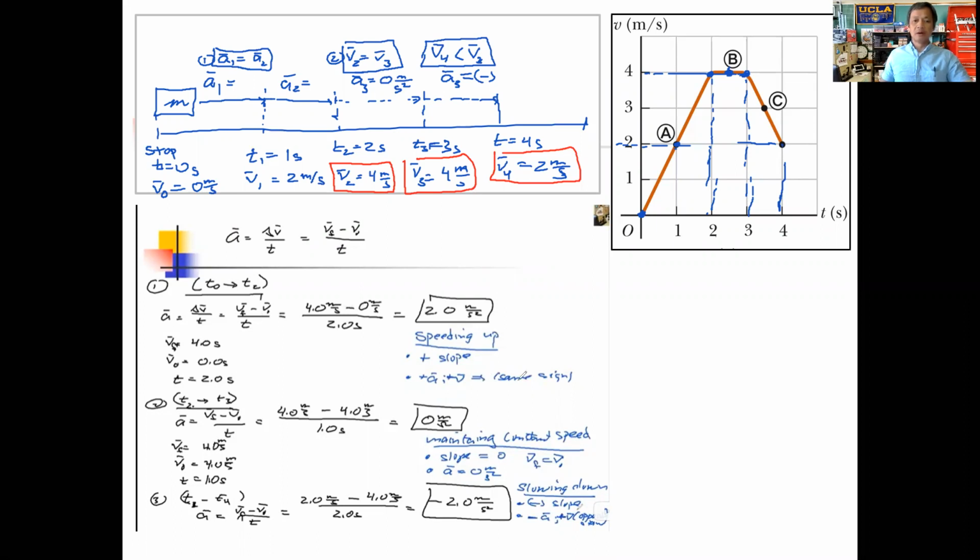And then we calculated the acceleration between 2 seconds and 3 seconds. V final and V initial are the same, so the acceleration is going to be 0. That means the object is maintaining a constant speed, not a constant acceleration. Arguably you can say this is a constant acceleration as well, but the acceleration is 0. So we can say that in this first instance, the acceleration is constant.